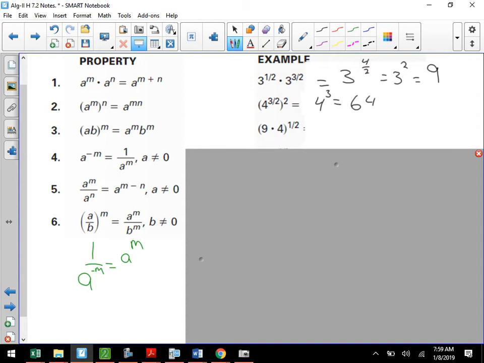Same deal here. The quantity 9 times 4 to the 1/2 power means that you're just distributing the 1/2 power to both 9 and to the 4. What's 9 to the 1/2? 3. And 4 to the 1/2? 3 times 2 is 6.